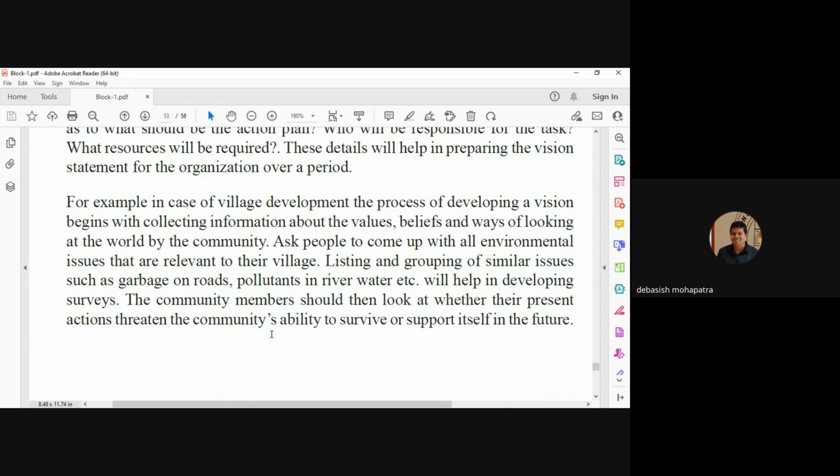So, for example, in the case of village development, the process of developing a vision begins with collecting information about the values, beliefs and ways of looking at the world of the community. Ask people to come up with all environmental issues that are relevant to their village. Listing and grouping of similar issues, such as garbage on the road, pollutants in river water, etc., will help in developing surveys. And the community members should then look at whether their present action threatens the community's ability to survive or supports itself in the future.